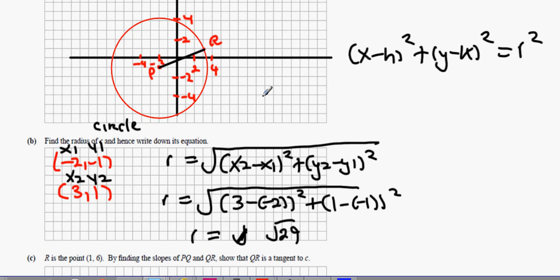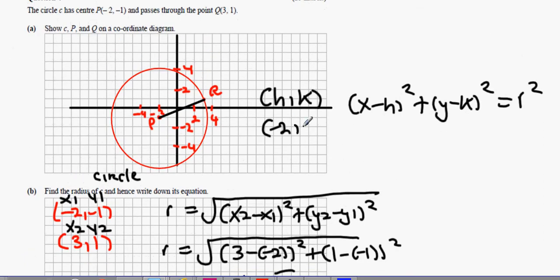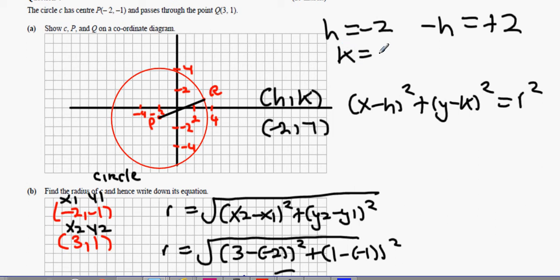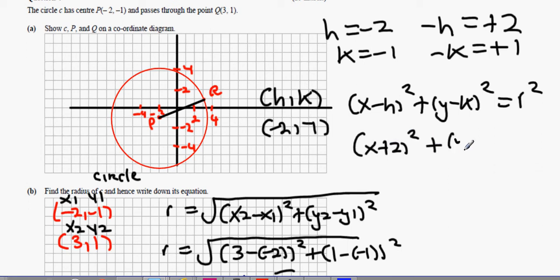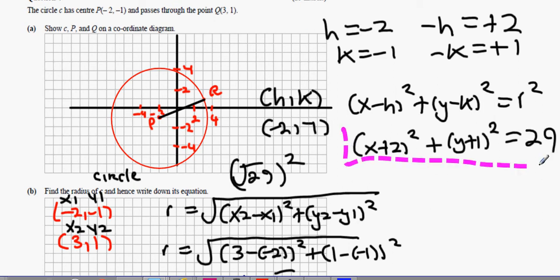Now, h and k stand for the center of the circle, and the center of the circle is (minus 2, minus 1). This means that h equals minus 2, therefore minus h equals plus 2. k equals minus 1, therefore minus k must equal plus 1. So what we're going to get is (x plus 2) squared plus (y plus 1) squared equals r squared. r squared is root 29 squared. Put that into the calculator, you get 29. This here is the equation of my circle.